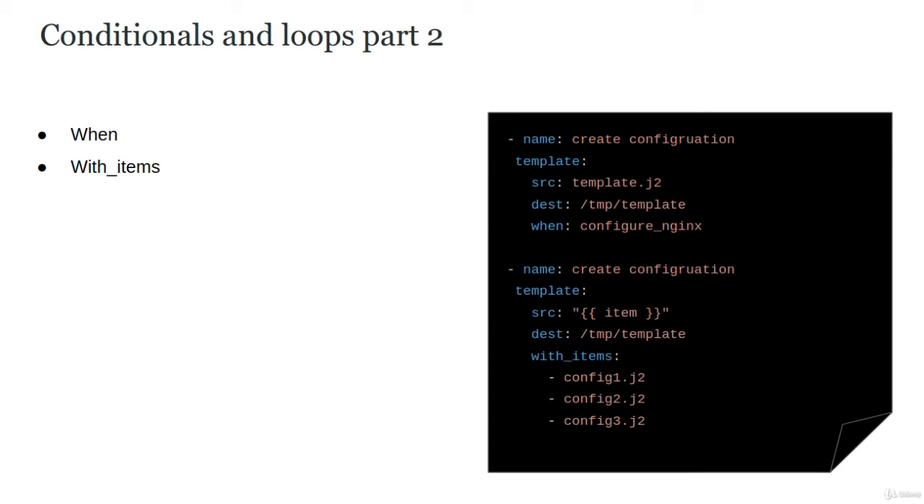And the next part of the conditionals and loops is the condition when. When allows you to run a specific task only if the condition is true. So currently, it's the same task as in the previous example. It will generate the template, but it has an additional argument called when, and it has the value config nginx.